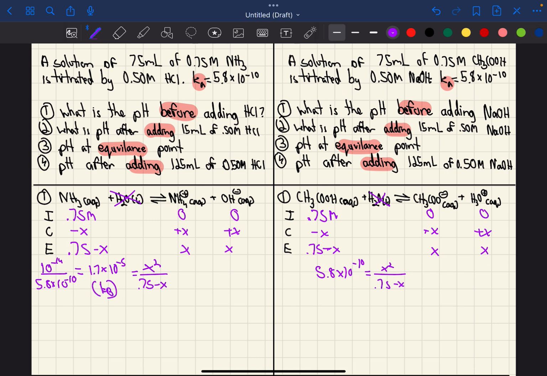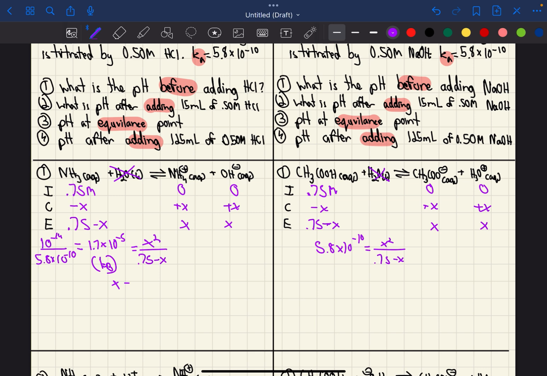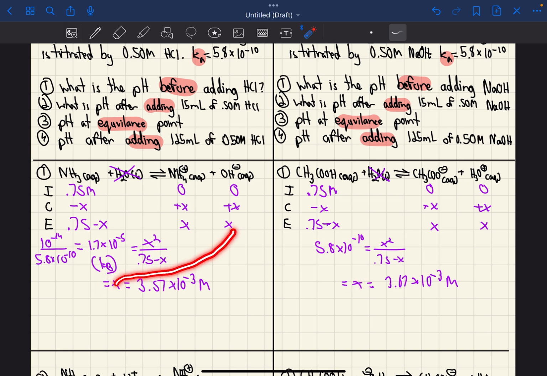So go ahead and do the math, and what you get for x is equal to 3.57 times 10 to the negative 3 molarity, and for x over here it's going to equal 3.67 times 10 to the negative 3 molarity. But I have a question for you guys. What is this x saying? What does it mean? If you plug it back right here, it tells you your equilibrium concentrations, right? And what x really is, is the concentration of OH minus and the concentration of your NH4, right? So all you really need to know for this one is that x also means the OH minus concentration here, because you make OH minus.